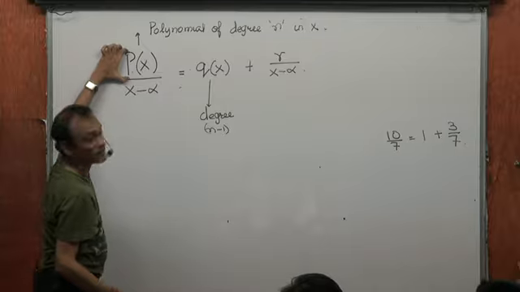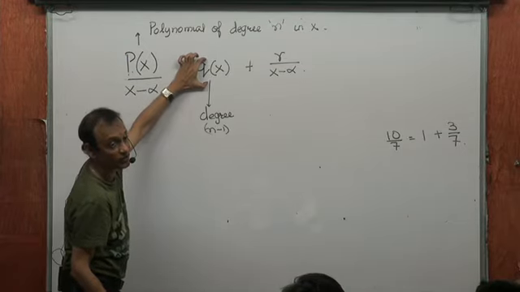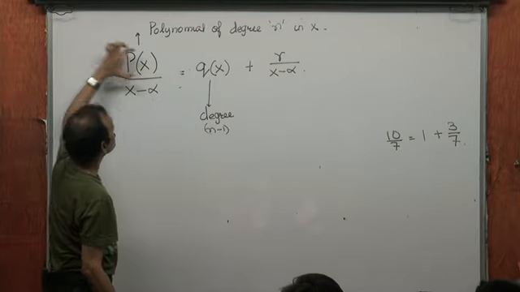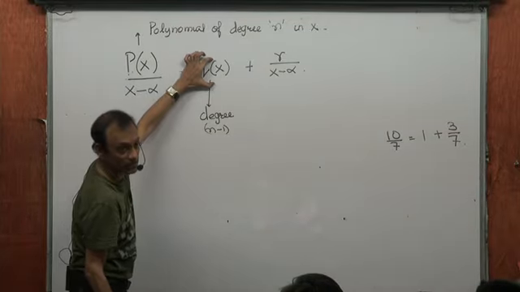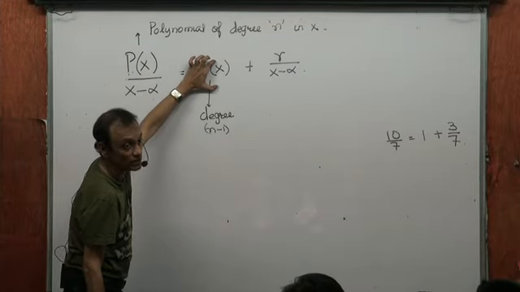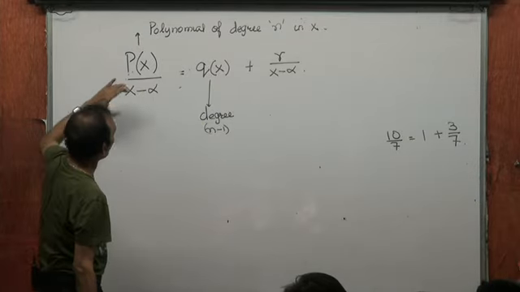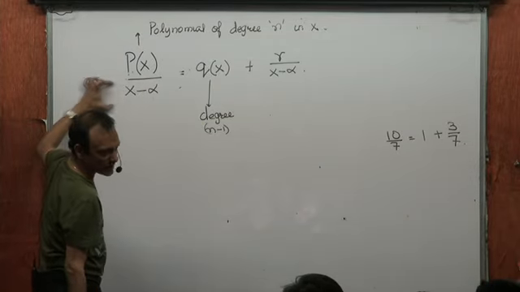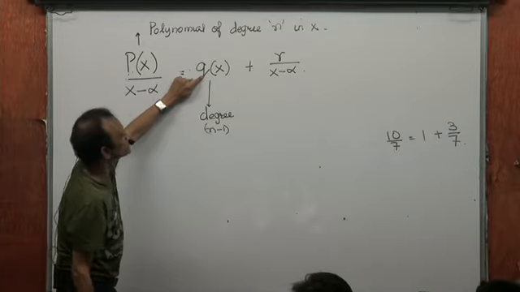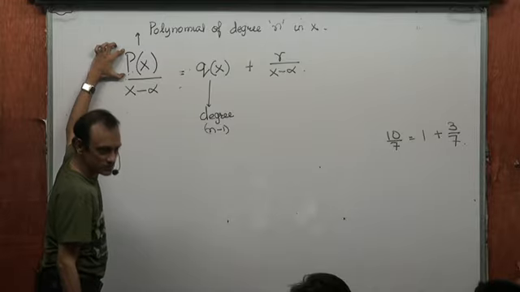If this is of degree 5, then the quotient would be of degree 4. If this is of degree 2, the quotient would be of degree 1. If this is of degree 20, then the quotient would be of degree 19. So, the important thing is, if you are dividing by a linear expression, then the quotient is 1 degree less than the polynomial which is being divided.